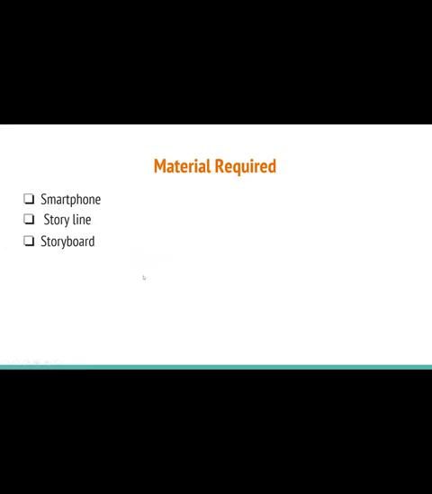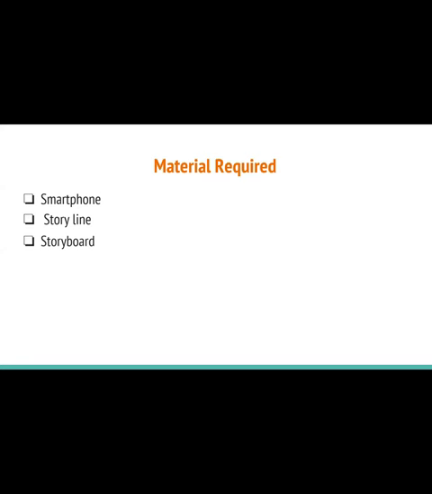Now, what materials are required if you want to create any stop motion animation by using this mobile app? We need three materials. First, a smartphone, of course, because this is a mobile-based app. Second, we need a storyline, a story on which we want to create our animation. So we need a complete storyline. And third one is a storyboard. In the previous session, you learned what a storyboard is and its importance.